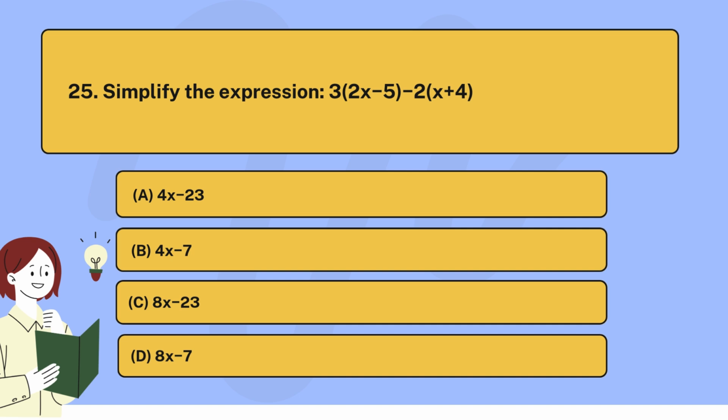Question 25. Simplify the expression 3(2x - 5) - (2x + 4). A. 4x - 23, B. 4x - 7, C. 8x - 23, D. 8x - 7.